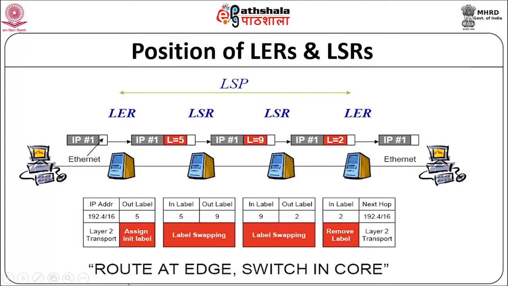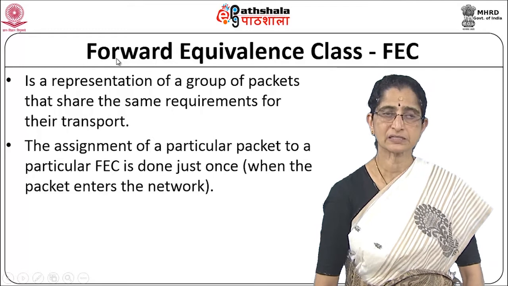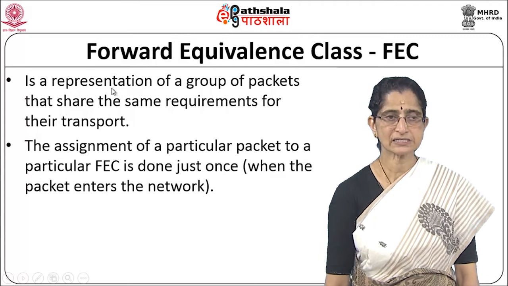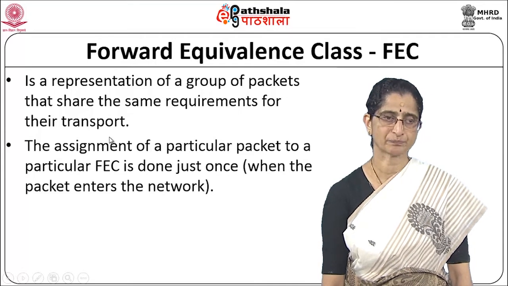So what we are essentially talking about is routing at the edge and switching in the core. What do I mean by routing at the edge? Based on the IP layer header, whatever label should be attached, what FEC should be specified for this packet, all the decisions of classification are done at the edge, which is why we say route at the edge, and in between we just do the simple job of switching the labels. This forward equivalence class, or FEC, is the core of the entire MPLS protocol. It gives us a representation of a group of packets that share the same requirements for their transport.